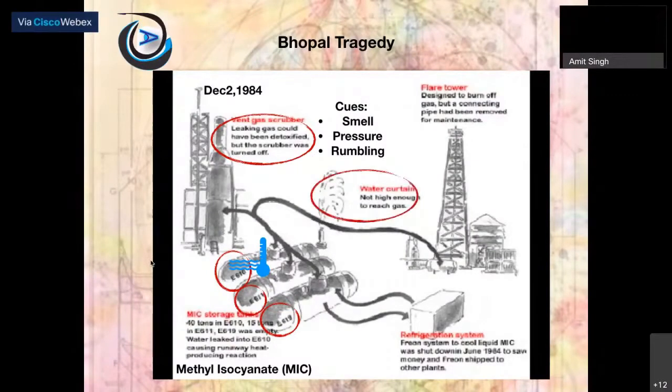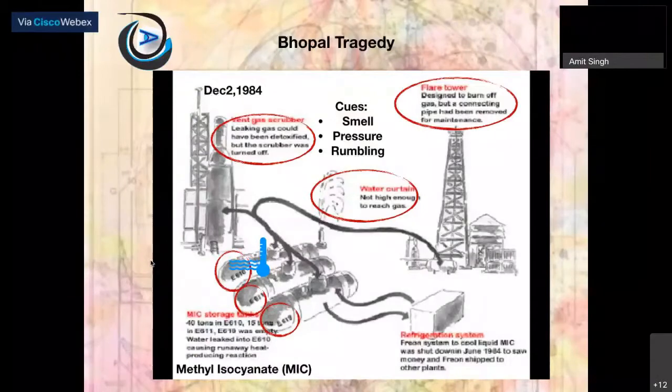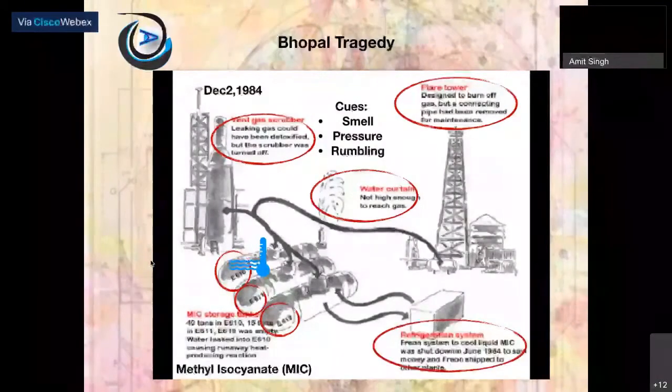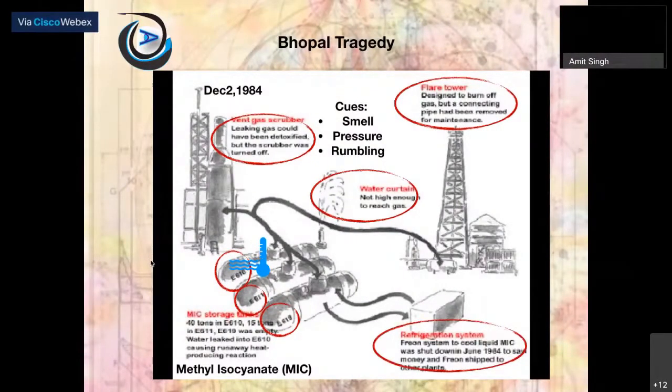They had a water curtain, but that was not high enough to reach the gas. There was a flare tower designed to burn off gas, but a connecting pipe had been removed for maintenance. And they had a refrigeration system, a freon system to cool the MIC, which was shut down in June 1984 to save money, and freon was shipped to other plants.